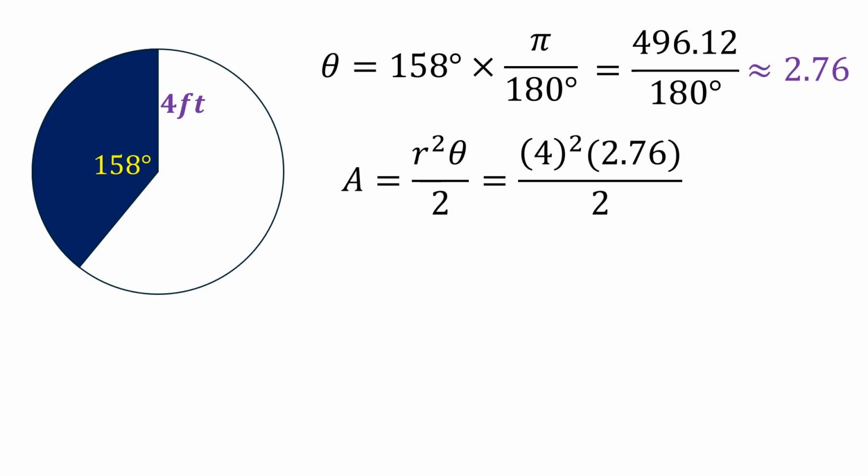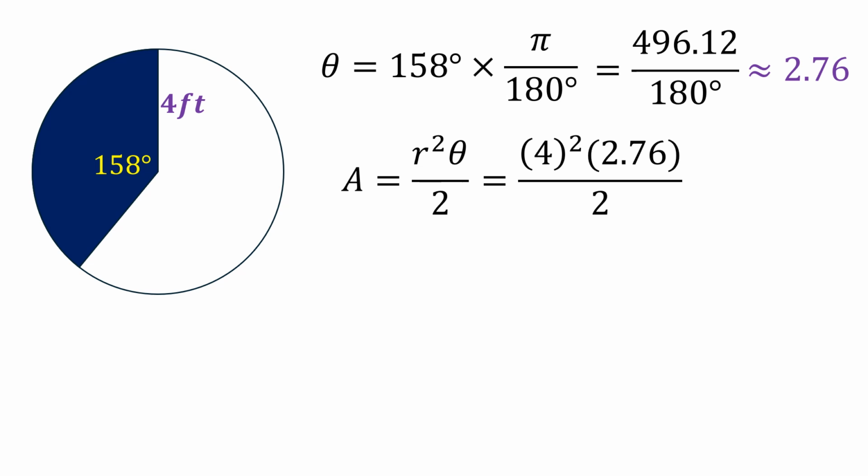Theta again is the angle, which is 158 degrees, but we cannot write 158 degrees in that formula because we cannot compute with degrees. It must be in radians. So 4 squared times 2.76 all over 2.